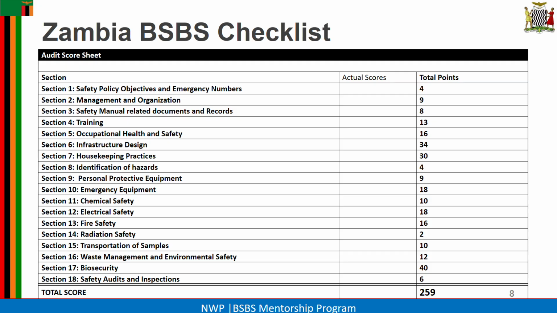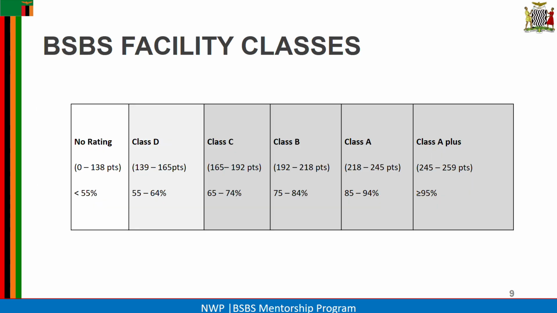So this checklist has a total of 18 sections. All the sections are related to biosafety and biosecurity, and you can score a total of 259 points. For this checklist, it uses a class tiered type of grading, where if you score below 55, you have no rating.